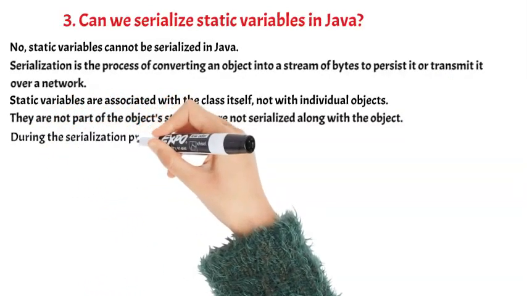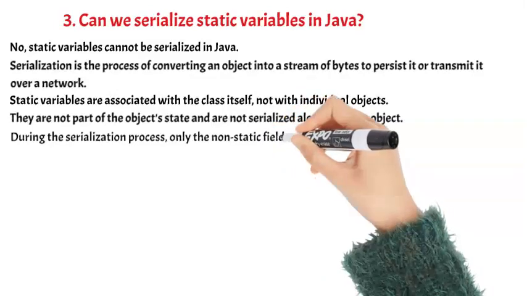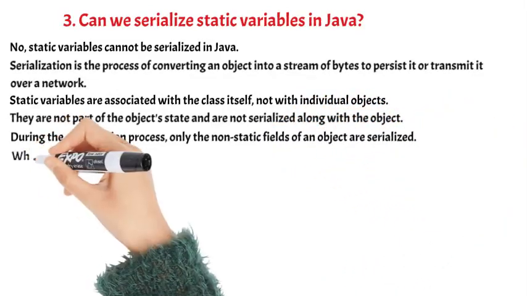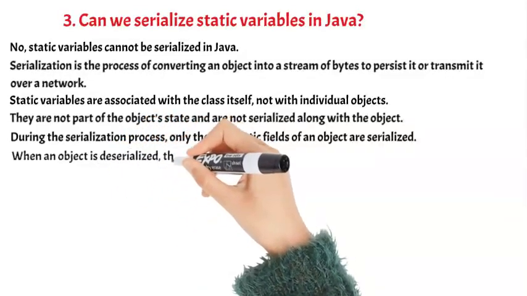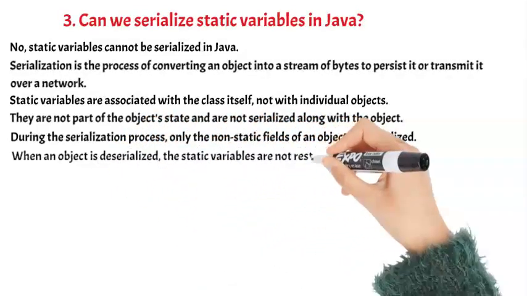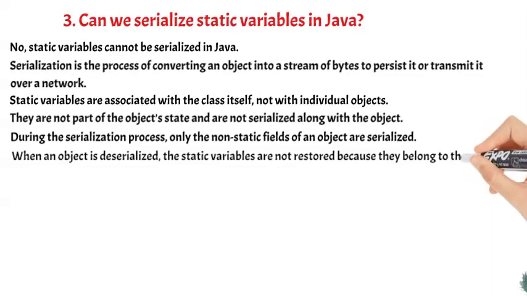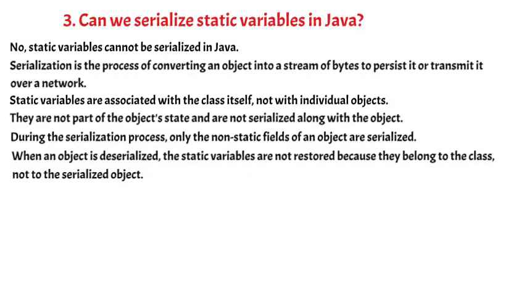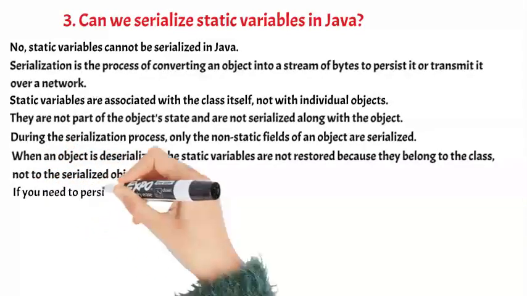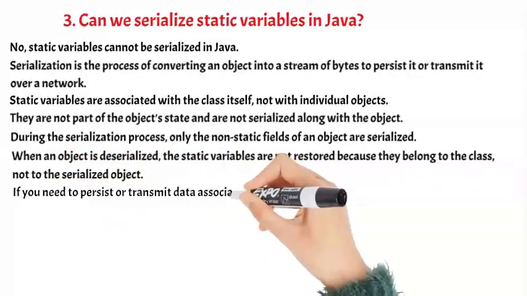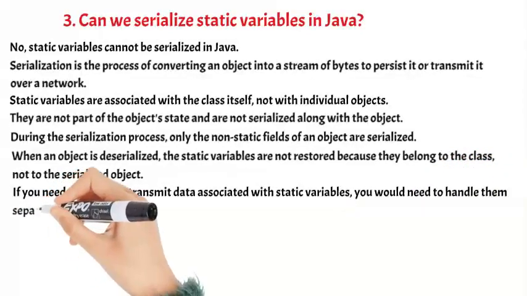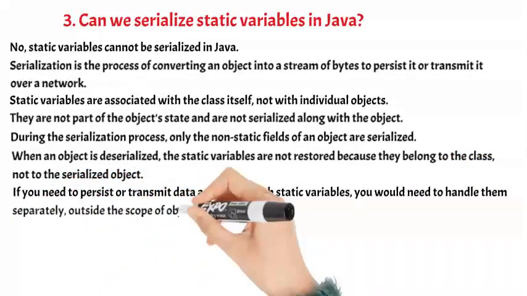During the serialization process, only the non-static fields of an object are serialized. When an object is deserialized, the static variables are not restored because they belong to the class, not to the serialized object. If you need to persist or transmit data associated with static variables, you would need to handle them separately, outside the scope of object serialization.